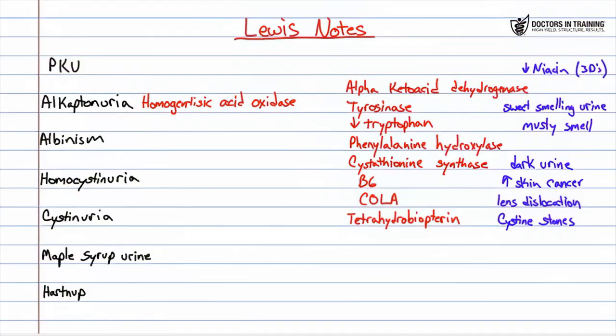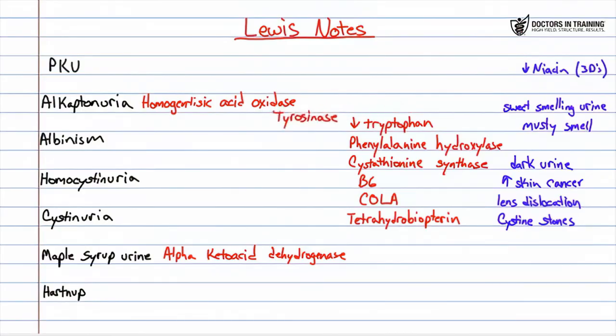Next we have the alpha keto acid dehydrogenase. And that one is going to be going with our maple syrup urine disease way down here. So lots of long words on that one. Tyrosinase is going to be going over here with albinism, so you can't make your melanin at that point. Decreased tryptophan. So if you have decreased tryptophan, you do have to worry about heart disease. That's what is going to lead to that one right there.